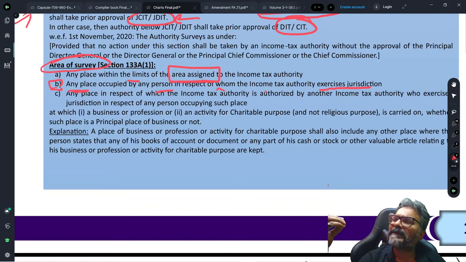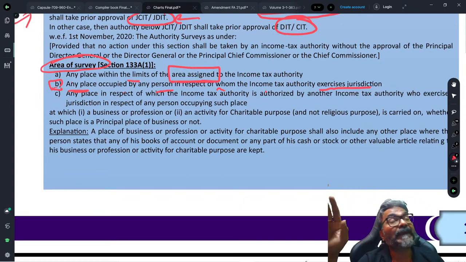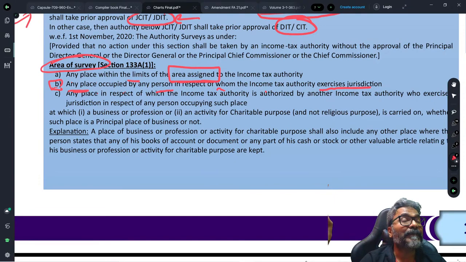Now students, tell me one thing. Instead of me going to Delhi, can I tell the AO of Delhi? Can I authorize the AO of Delhi to go ahead and do the survey in the premises of this particular film star in Delhi? That particular premises which is falling within the jurisdiction of the AO of Delhi. And the answer is yes, I can do it, students.